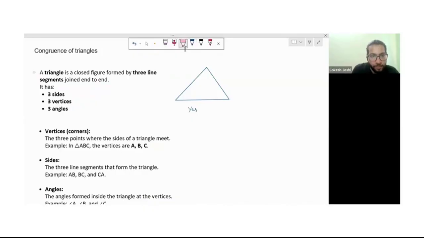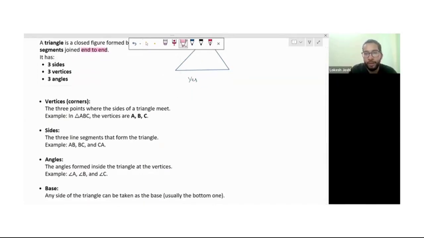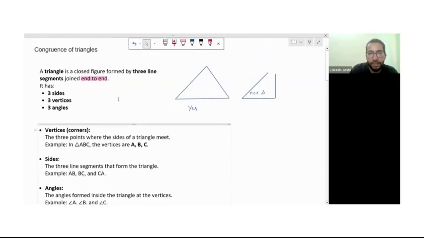But here it is written end to end. So if I make it like that, but for the third side, suppose I make this, so there is a gap. Okay, it's not closed. So we can say it's not a triangle. Okay, it's not a triangle. So the very basic conditions for a triangle are that it should be closed and it consists of three lines. Okay, so that's it for the basic definition.